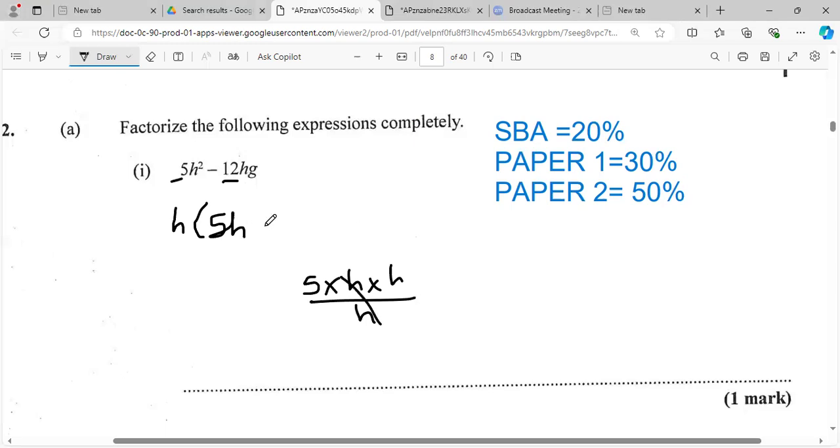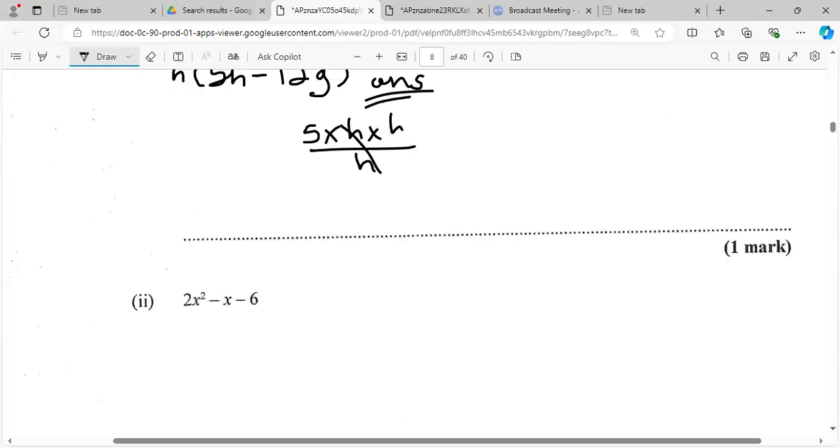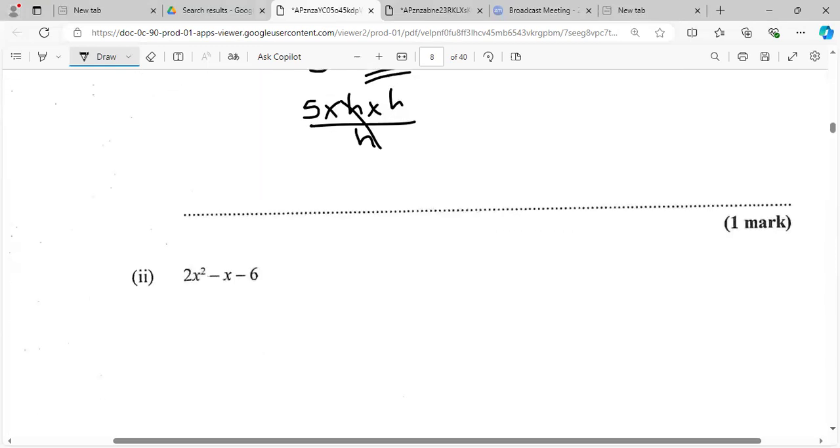Alright, so h into that would give us 12. H would cancel h, so that will leave g. So that's 12g. And of course, this is only worth 1 mark, but guess what? In an examination, every single mark matters. Alright, every single mark matters. Let's go. So that's 22. That's number 2. And now we're at part 2.